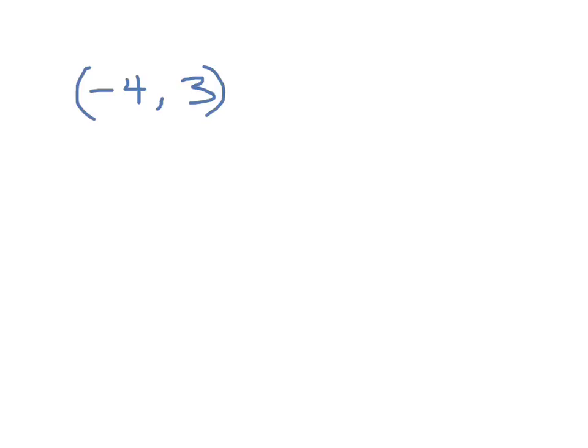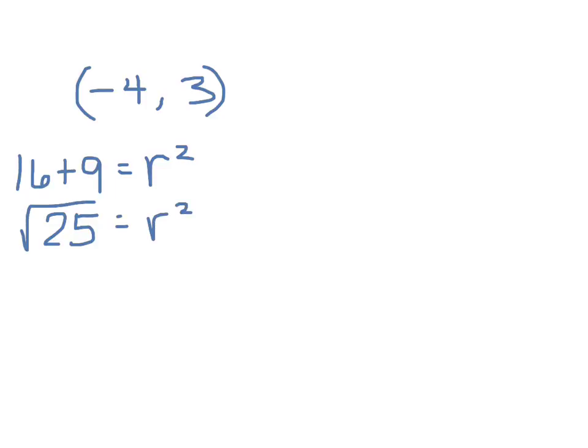Okay? X is always the adjacent and Y is always the opposite. Correct. So if you don't want to draw the picture, here's how you would attack this. What's negative 4 squared? 16. What's 3 squared? 9. What's 16 plus 9? 25. And what's the square root of 25? 5. So this time the r is 5.